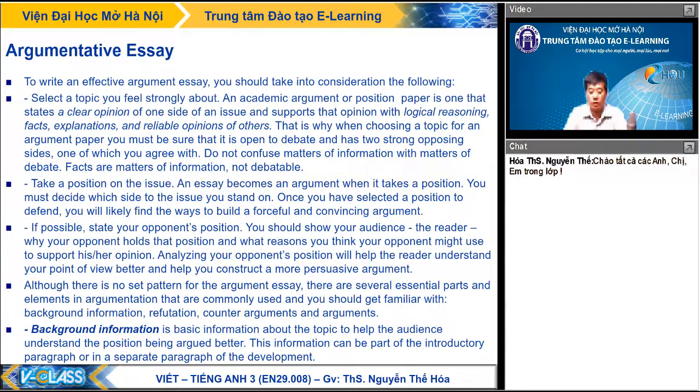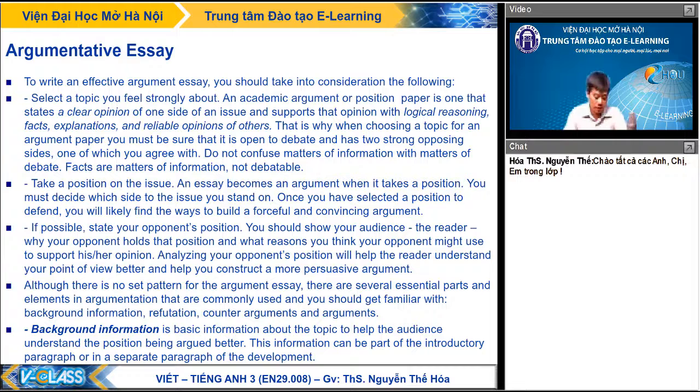Now, if possible, state your opponent's position. You should show your audience, the reader, why your opponent holds that position and what reason you think your opponent might choose to support his or her opinion. And of course you have to analyze your opponent's position. This will help the reader understand your viewpoint better and have you construct some more persuasive argument.